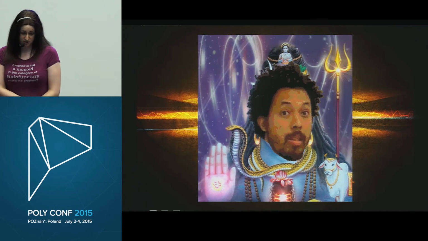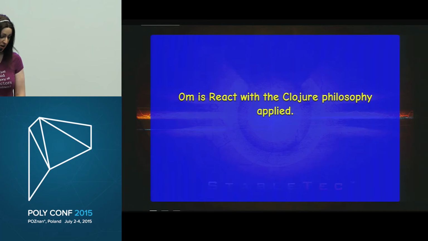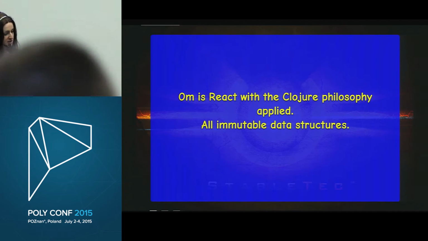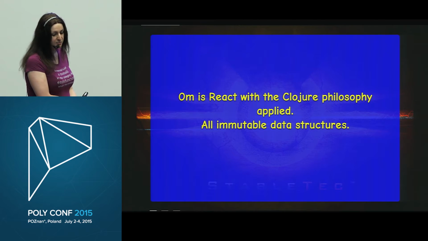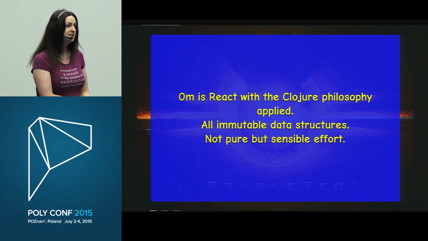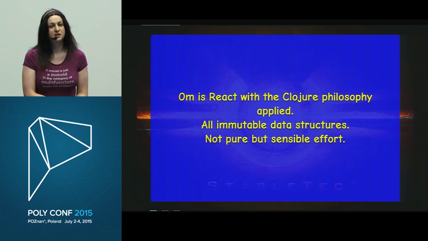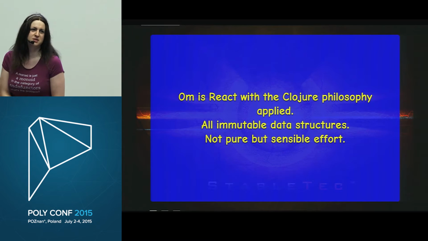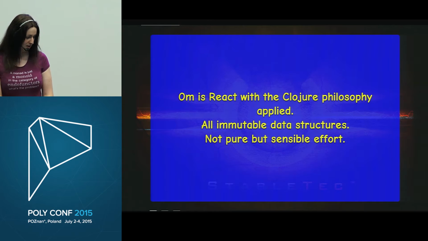Om essentially is React with the Clojure philosophy applied. It's got immutable data structures for its state. It's not entirely pure, but as with Clojure normally, it makes a sensible effort to stay pure, except where you can't. It's the pragmatic approach to doing functional programming.